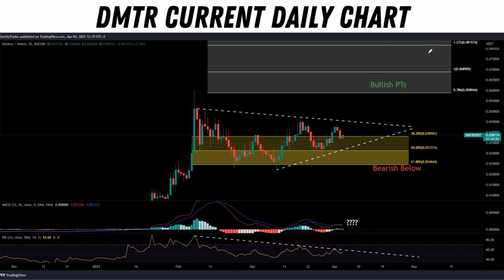Keep a close eye on your RSI. Keep a close eye on your MACD. Watch the chart pattern here. Let things develop and wait for a clear signal, guys.